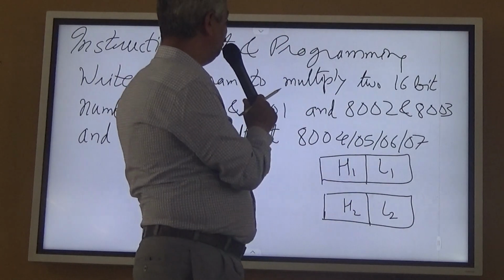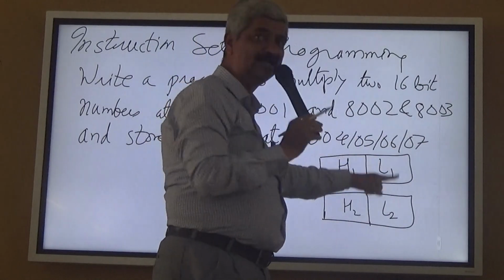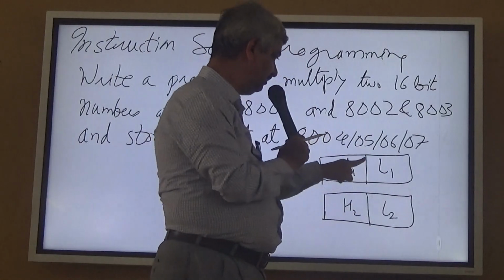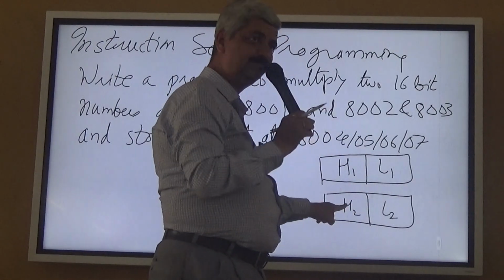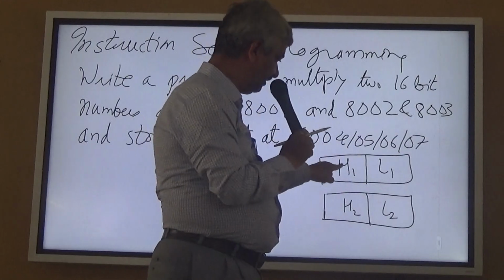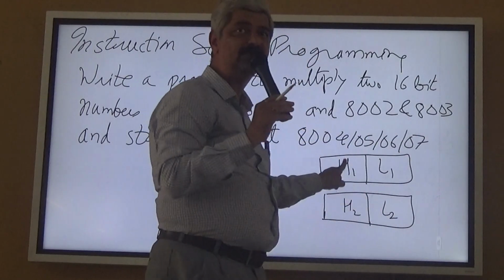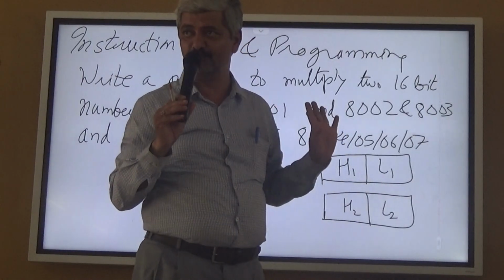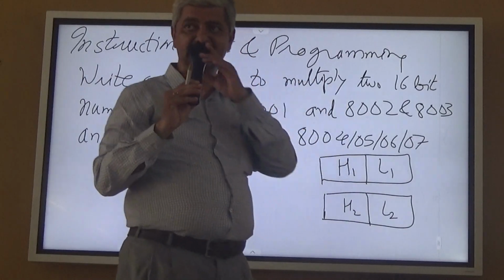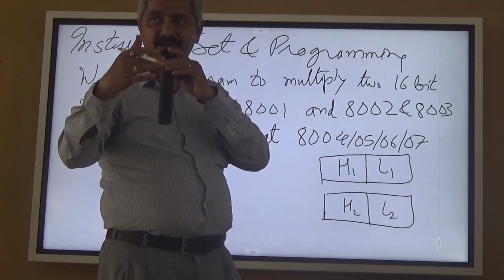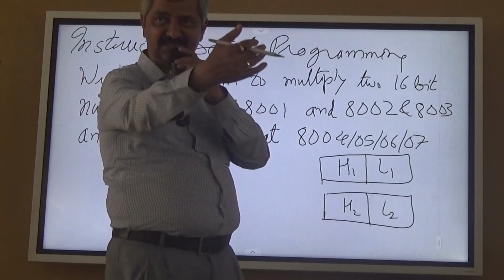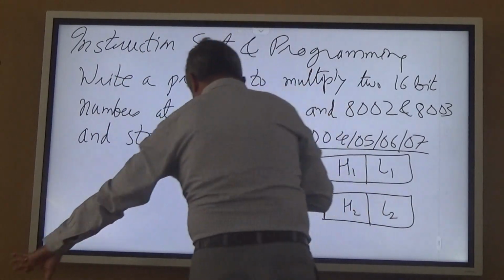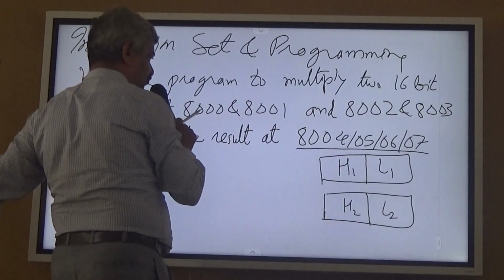So what I will do: L1 into L2, I will store somewhere. L1, H2, store somewhere else. H1, L2, H1, H2. Is it clear? So you can do that. There is no problem. You can write the code once, every time, and store the partial results somewhere. We want the final result here, so you can use some different space where nobody will come.